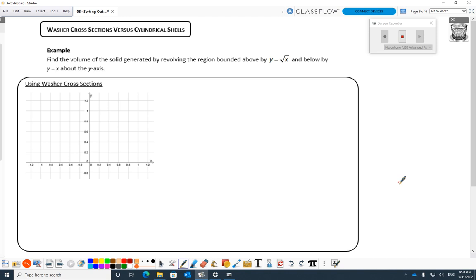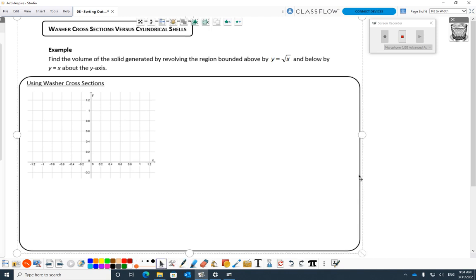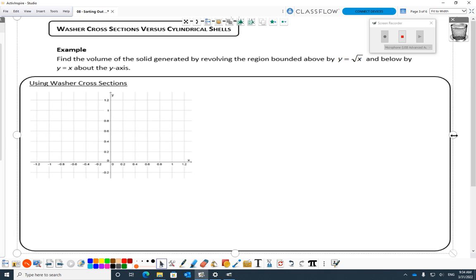Washer cross section. I like washer cross sections. You know, like from Goldilocks and the Three Bears, discs are too easy. Cylindrical shells are too hard. Washers are just right. Just a little bit difficult, but not too bad. And I like the pictures here, too.